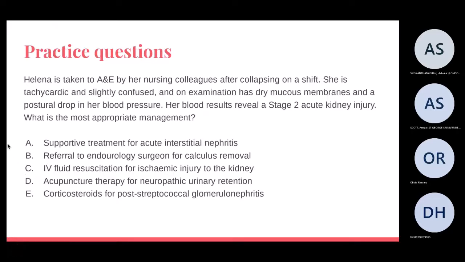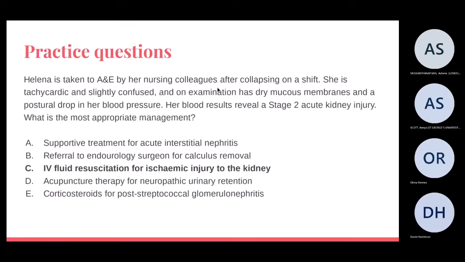It is in fact C, which is IV fluid resuscitation for ischemic injury to the kidney. And how do we know this from this question? There's several clues that this is a pre-renal or ischemic injury to the kidney. She's a nurse. Whenever there's a nurse in a question about the kidneys, you're thinking, oh my goodness, she's worked really hard all day, she's on her feet, she's not drank anything, she's been too busy.